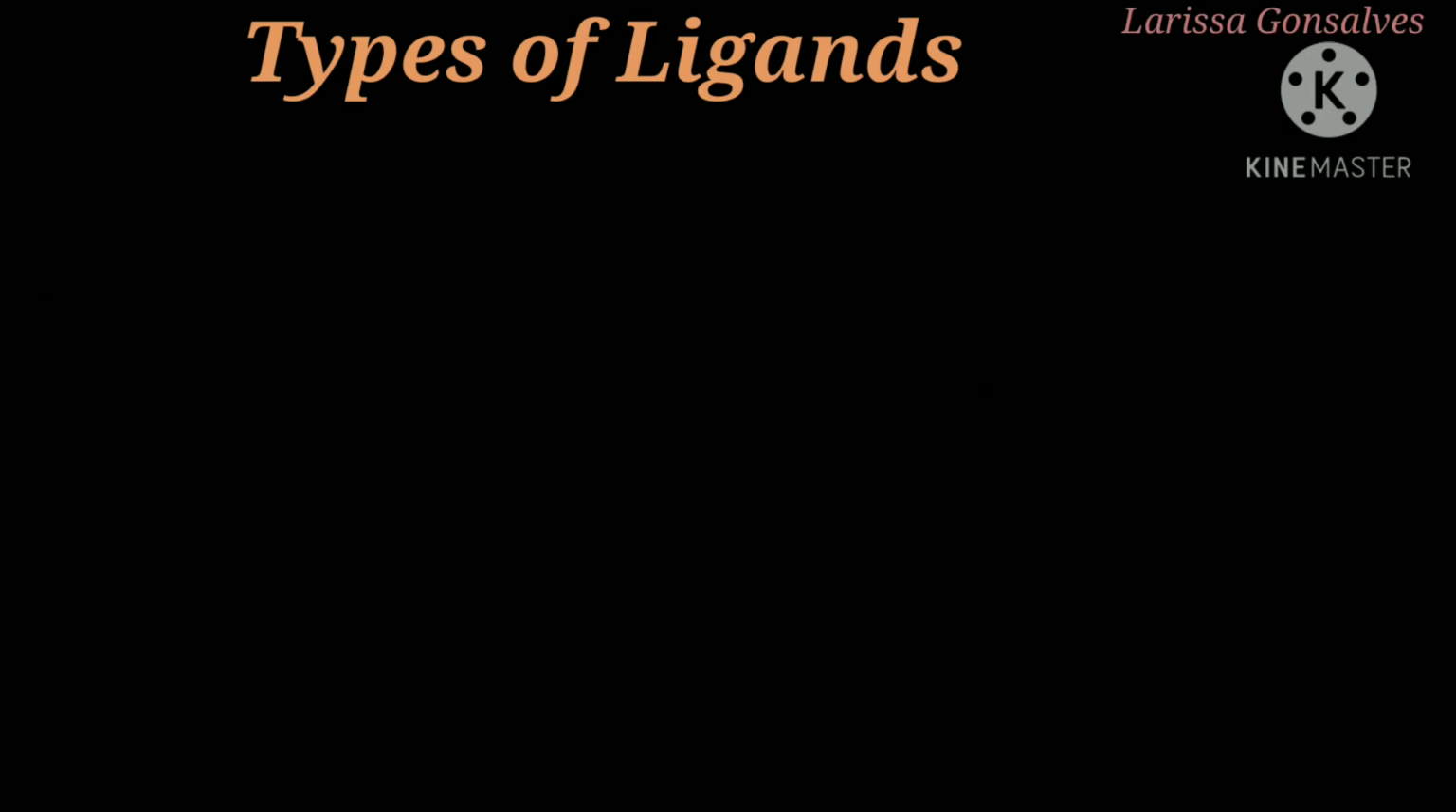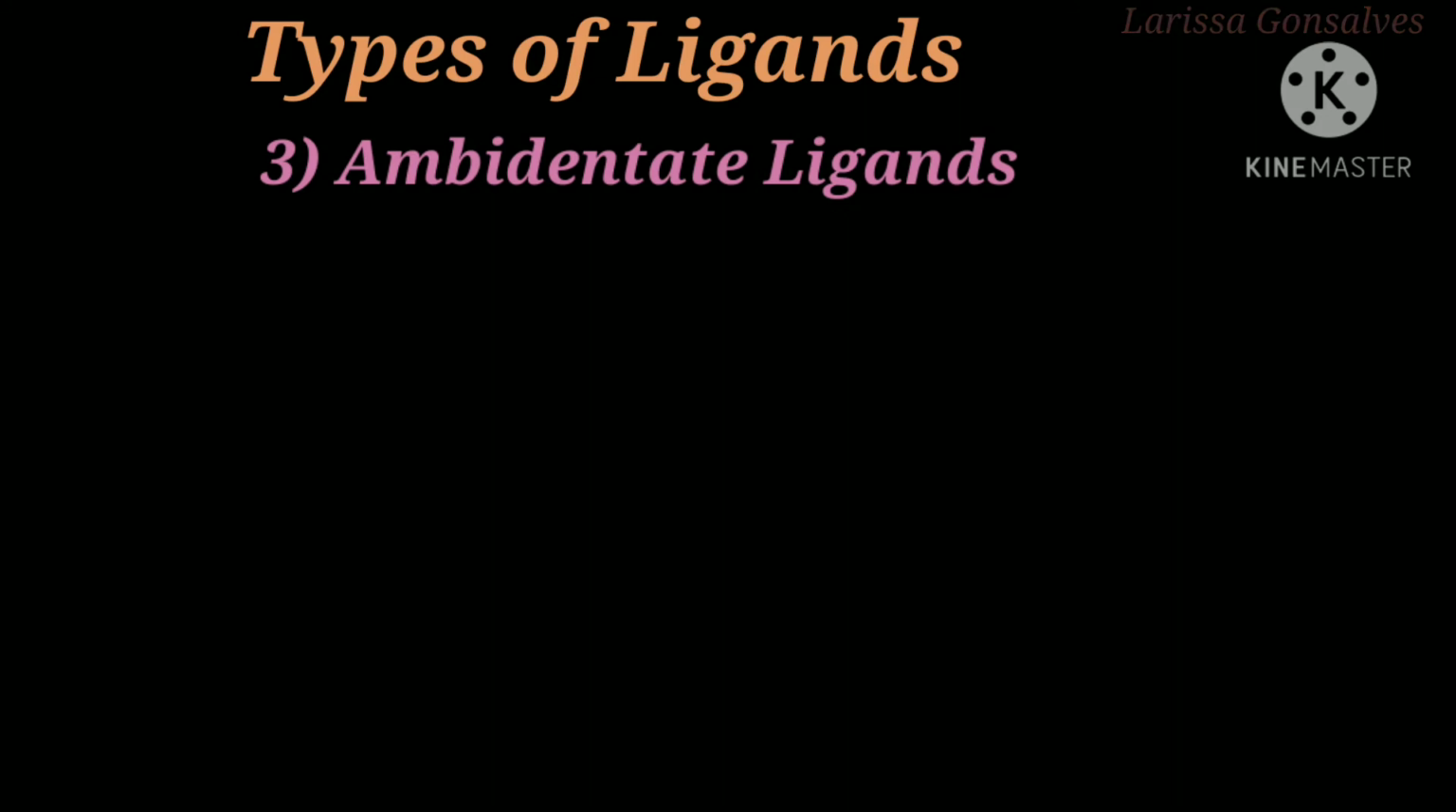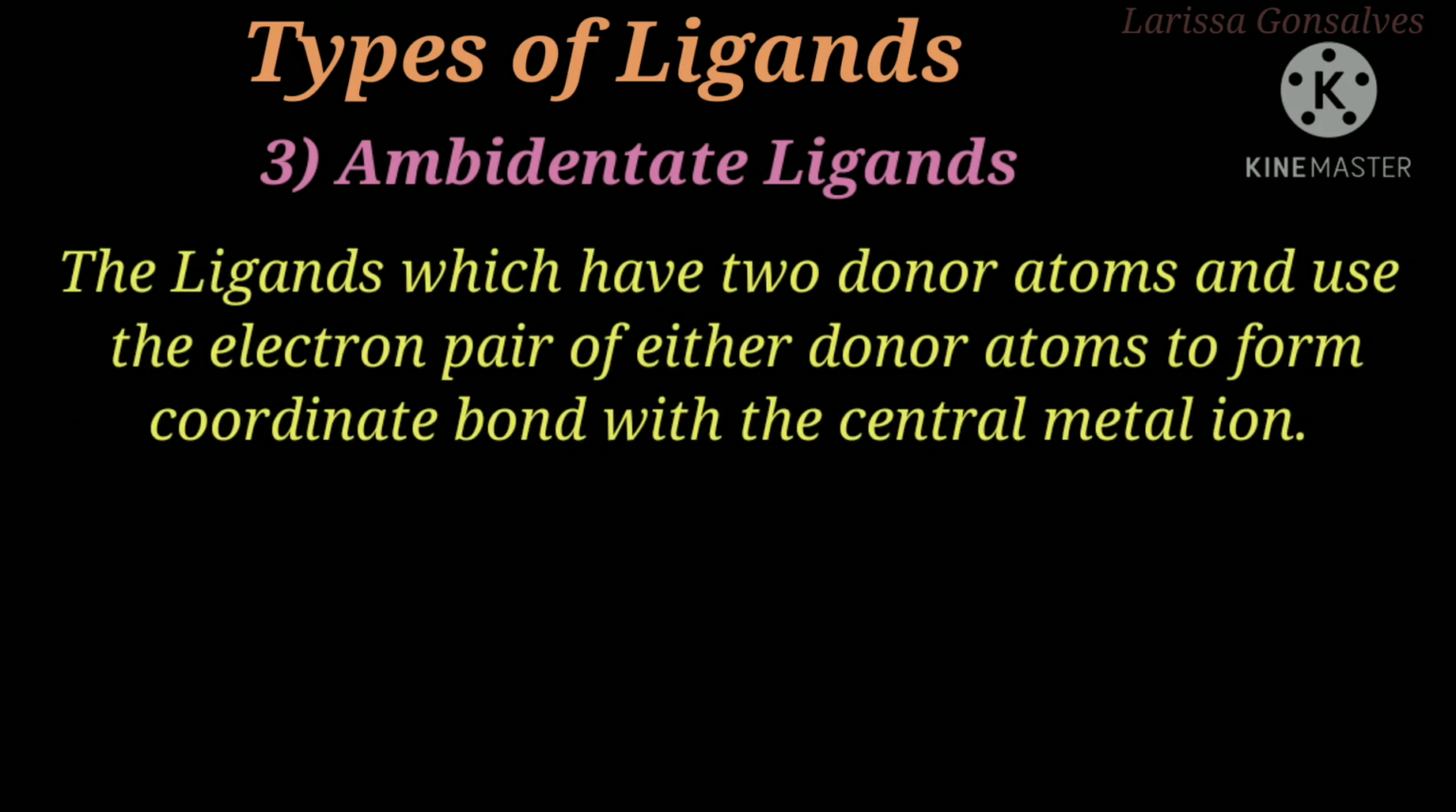Next are the ambidentate ligands. Ambidentate ligands are those wherein the ligand has two donor atoms but uses the electron pair of only one of them to form the coordinate bond with the central metal ion. Let us take the example of the NO2 group. So here it has two donor atoms, that is nitrogen as well as oxygen, but out of the two only one donor atom is going to link to the metal.